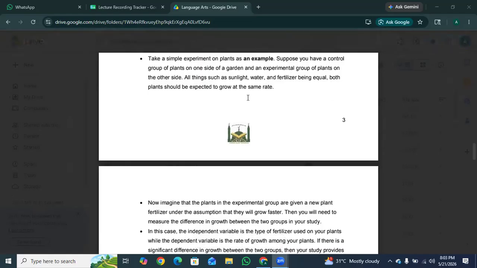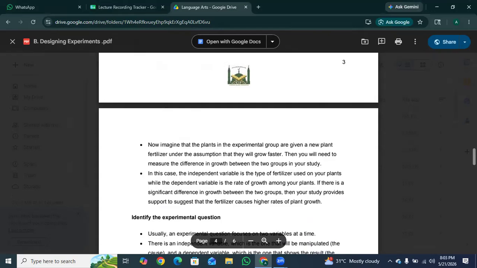So the next one is basically an experiment. Okay, so let's take a simple experiment on plants as an example. Suppose you have a control group of plants on one side of a garden and an experimental group of plants on the other side. All things such as sunlight, water, and fertilizers being equal, both plants should be expected to grow at the same rate.